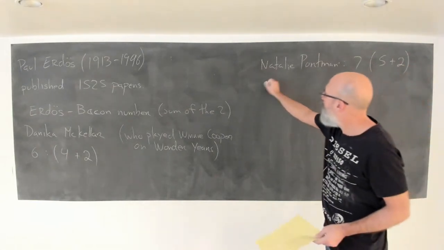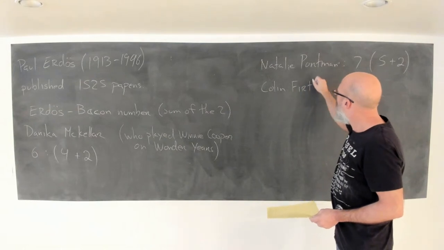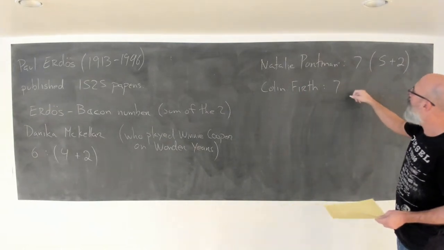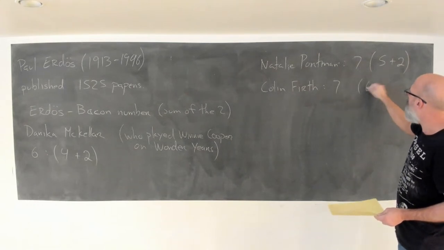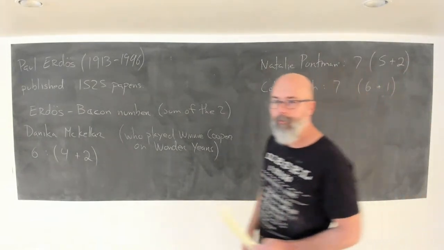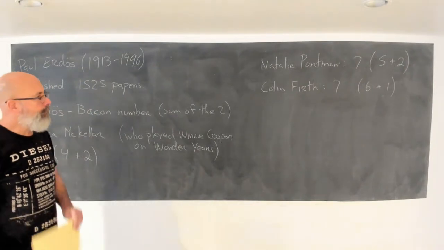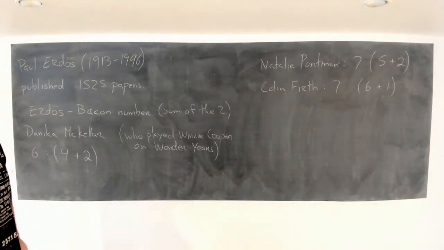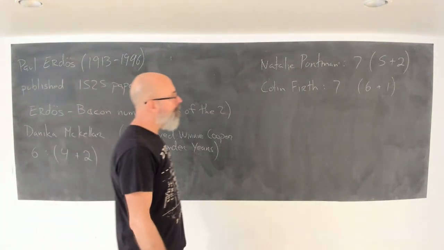Colin Firth also has an Erdős-Bacon number of 7. In his case, 6 plus 1. How are we doing here?